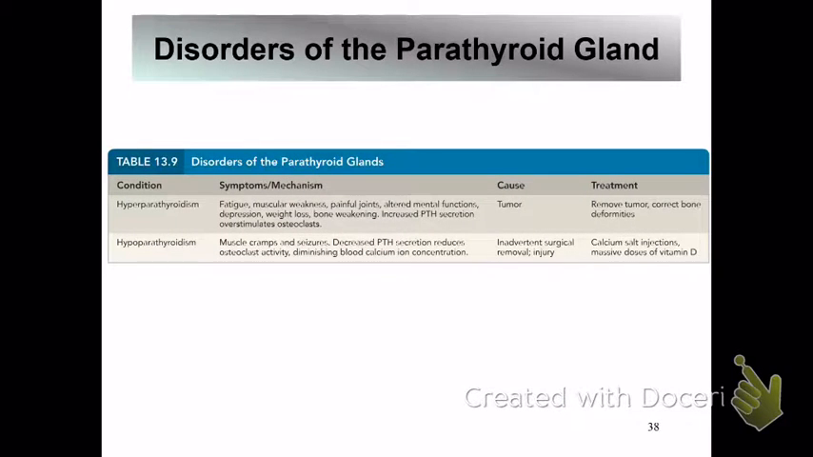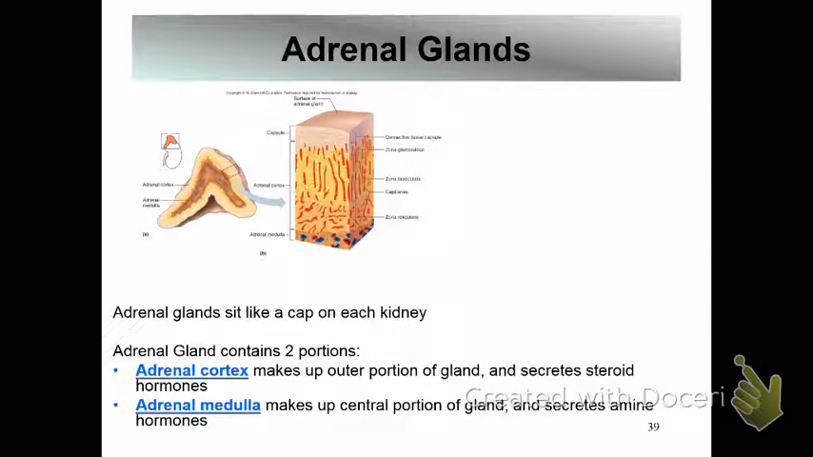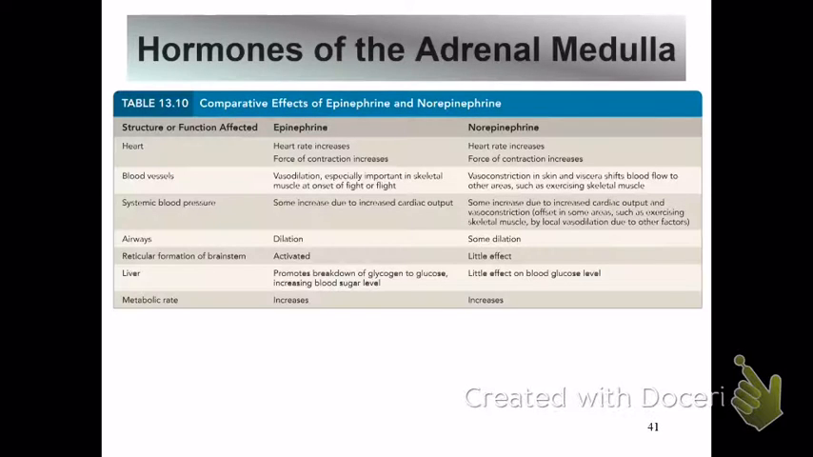There are two parts: the cortex, the outer portion, and the medulla, the middle or central portion. Basically it's kind of like two glands, an outside and an inside. With the pituitary gland, you had a front and a back. With the adrenal gland, you have the outside cortex and the inside medulla. What do the hormones do? This slide is just the medulla.